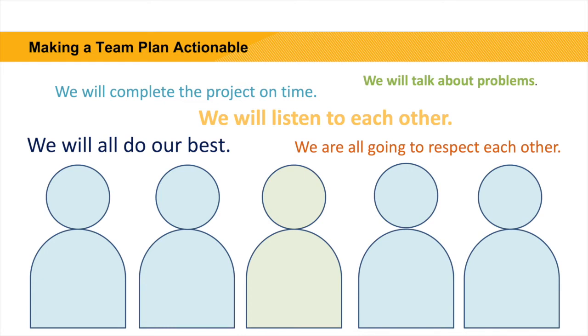How are you going to do your best? How are you going to talk about your problems? Will you talk about them at your group meetings? Will you talk about them via group message? And how will you complete the project on time? These are pretty vague statements that are awesome goals to have, but the team action plan really aims at developing specific checklist items to complete these goals.